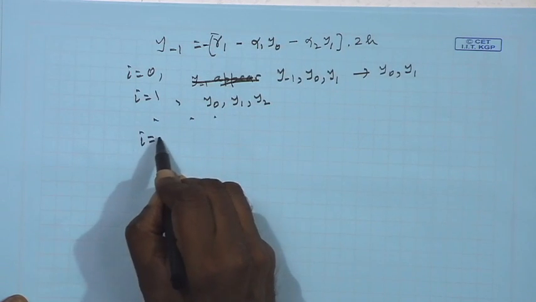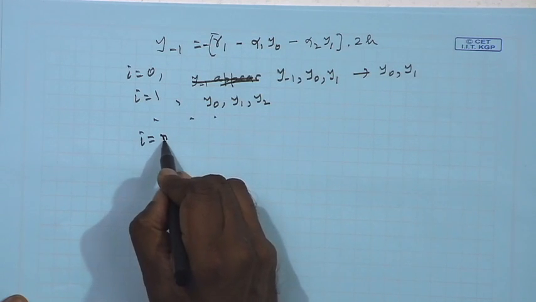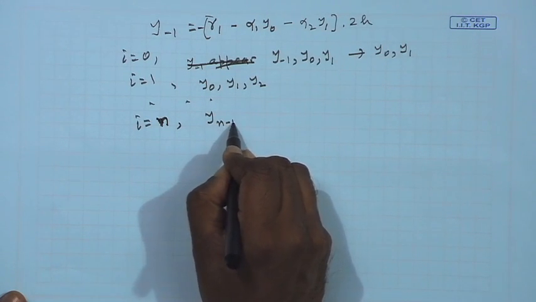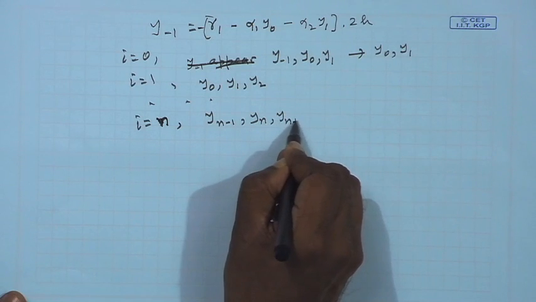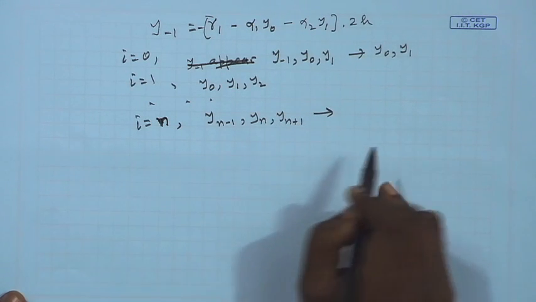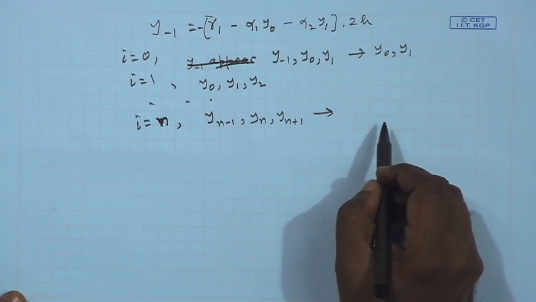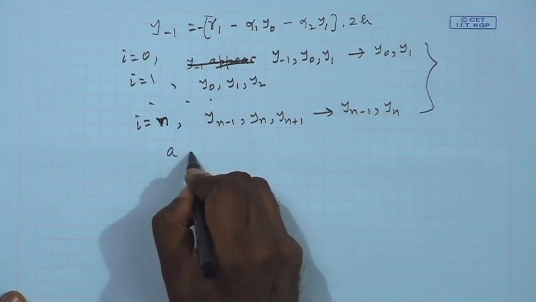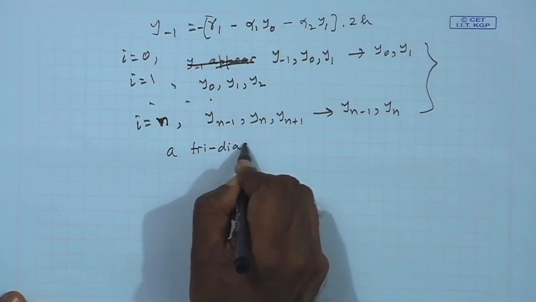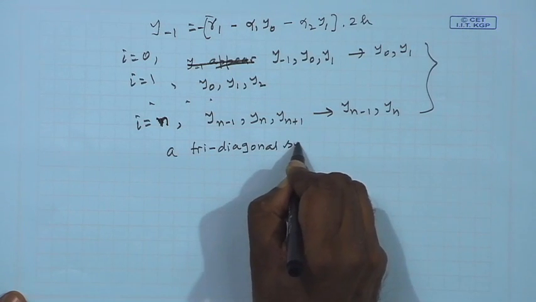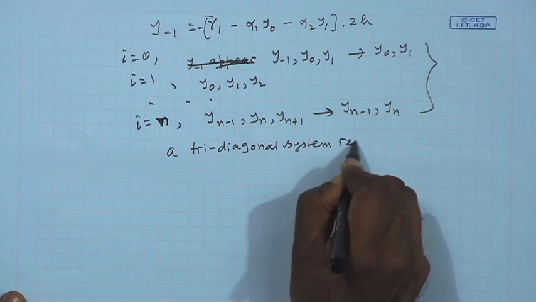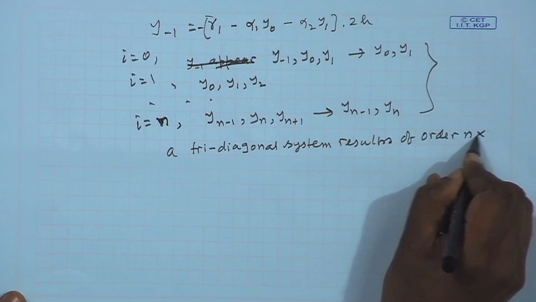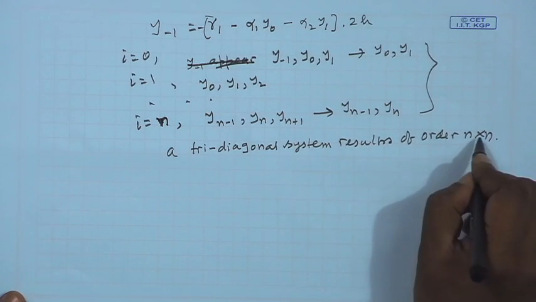Similarly, for i equal to n, the equation at the grid point n has y n minus 1, y n and y n plus 1. If I replace y n plus 1 in terms of y n and y n minus 1, it will again be reduced to y n minus 1 and y n. So, that means a tridiagonal system results, of order n cross n, not n minus 1.